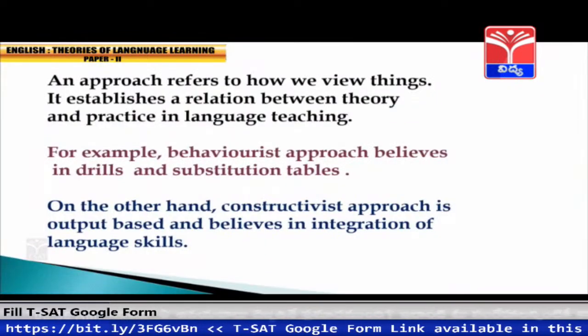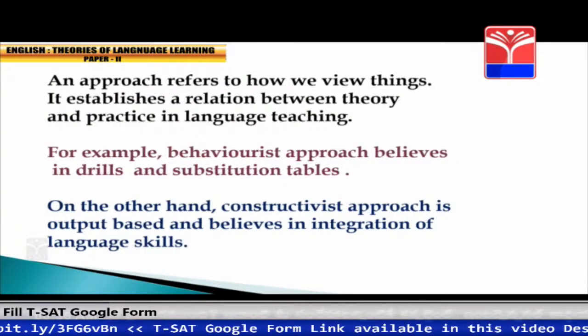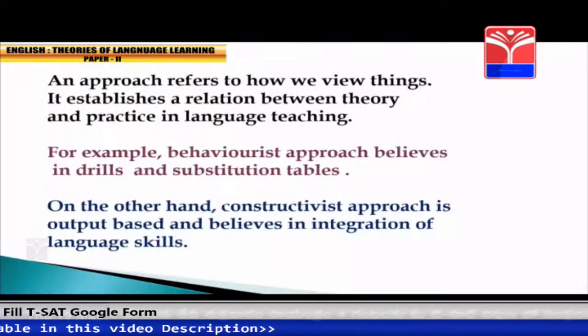What is an approach? It refers to how we view things, and it establishes a relation between theory and practice in language teaching. For example, the behaviorist approach believes in drills and substitution tables. On the other hand, the constructivist approach is output based and believes in integration of language skills.